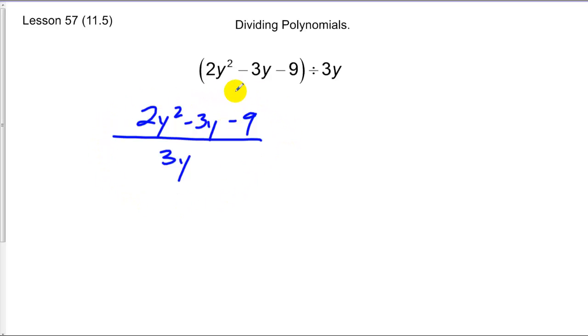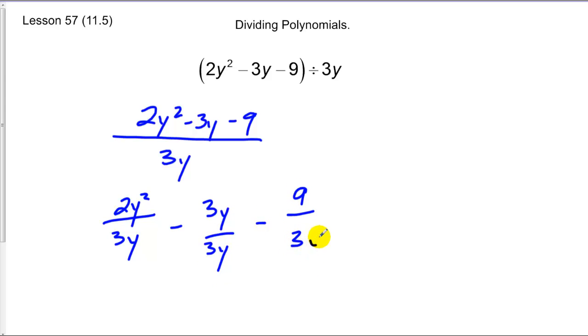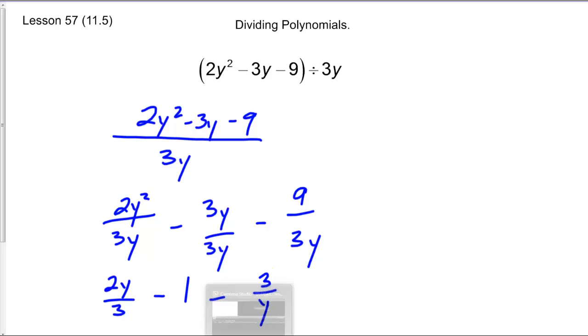However, in this section of the book, they're going to ask us to split this apart into three separate divisions. They're going to ask us to take 2y squared over 3y minus 3y over 3y and 9 over 3y. In each of these cases, these divisions all simplify. I have y squared over y, which is 2y over 3, 3y over 3y, which is 1, and 9 over 3, which is 3 over, and then I have the y left on the bottom.